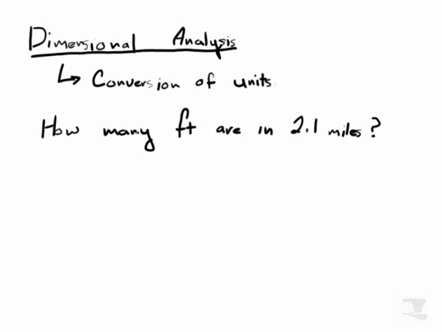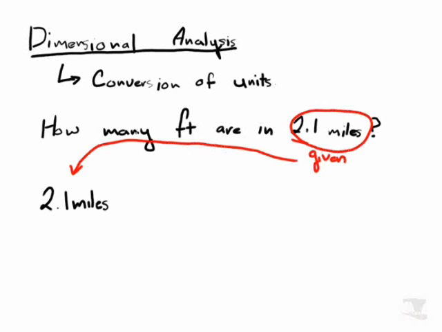So the first thing is, in this problem, how many feet are in 2.1 miles? There's some information that's given to us: the fact that we have 2.1 miles. That's given. So let's put that on the left.